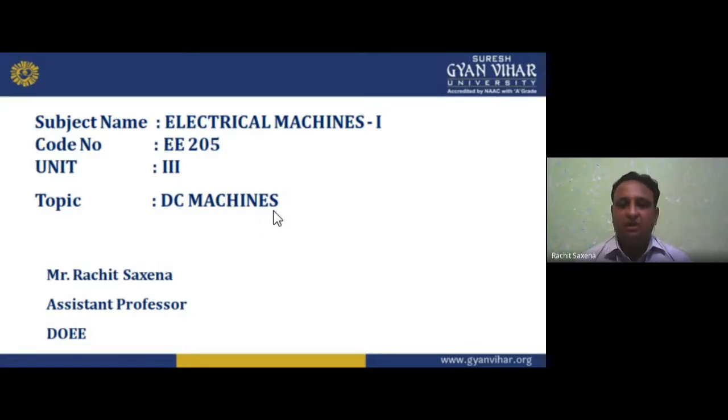For example, in unit number 1 we studied the basics, that is the machine construction. In unit number 2, we talked about the magnetic field and magnetic circuits. We talked a lot about the flux density, that is B, and phi is the flux. Before this, we understood there are two types of magnet.